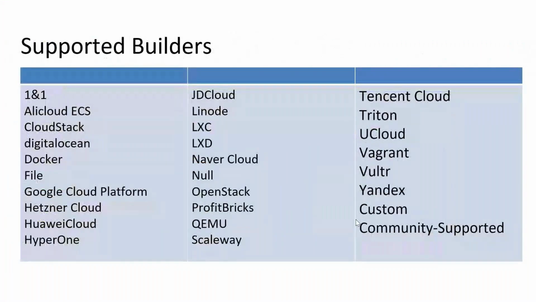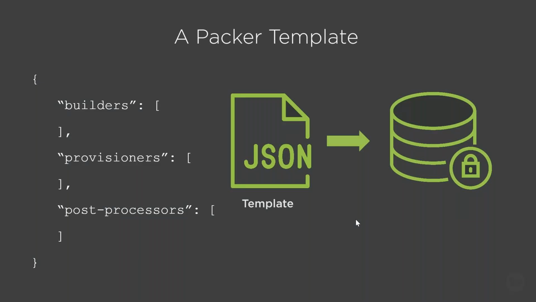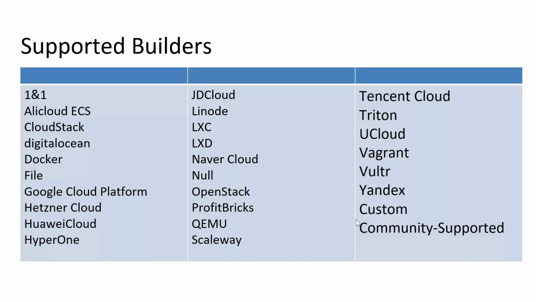So this is the list of supported builders. Some of them I think will be familiar. If you want to create a Docker image, or if you want to create an AWS image, Google Cloud image, Vagrant image, and so on. And VMware also you have. So these are the images which are supported.